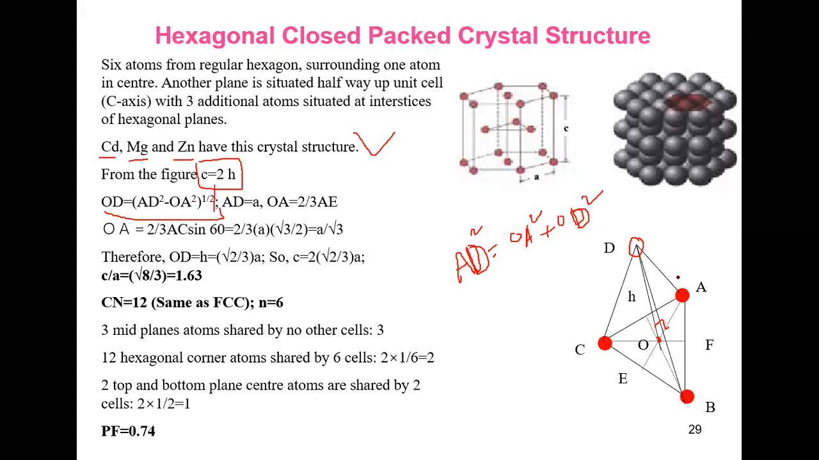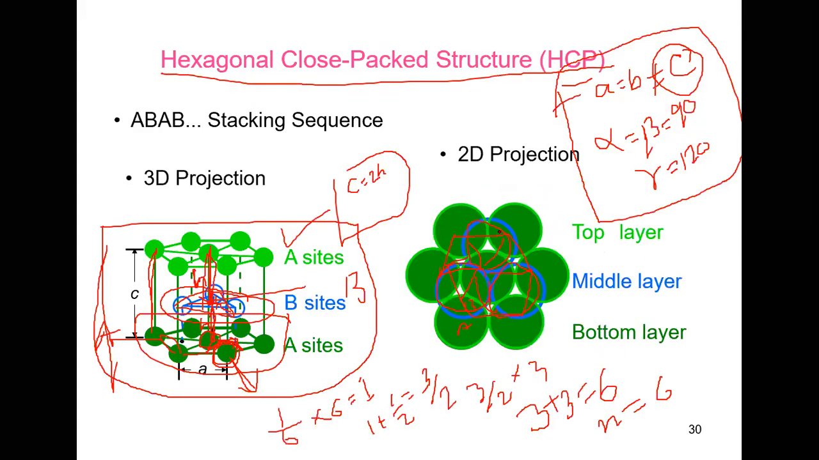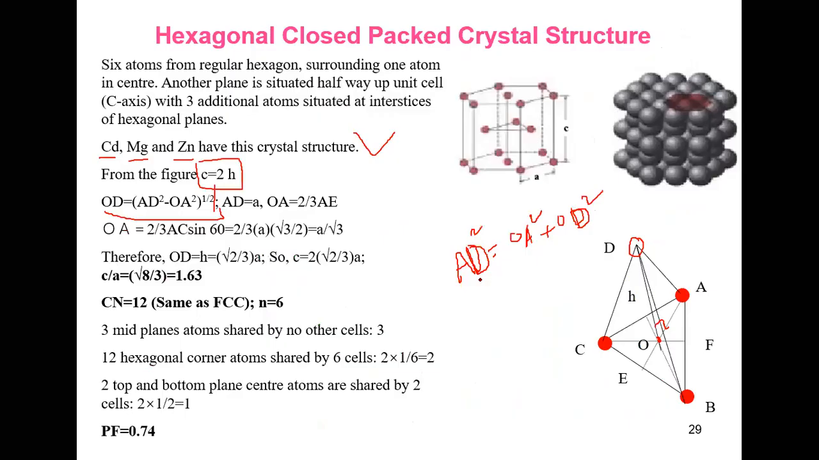Now AD, if you look at this one, AD is basically this distance, and this distance is A. Okay, AD is equal to A. And what is OA? You have studied in higher math, OA is 2/3 of AE.